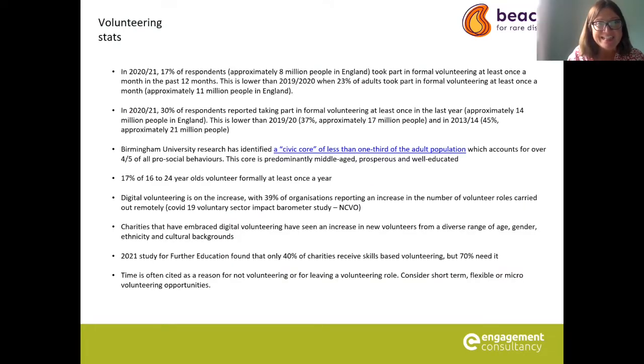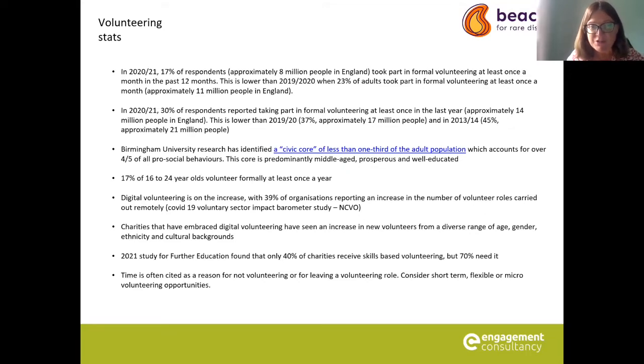So that leads neatly into this. It looks like such a dry slide, but it's actually really interesting. This is taken from a couple of surveys, actually: a Community Life survey done in 2021, a further education survey, and also some Birmingham University research. The Birmingham research identified a civic core that is less than a third of the adult population, which accounts for over four-fifths of all pro-social behaviours.